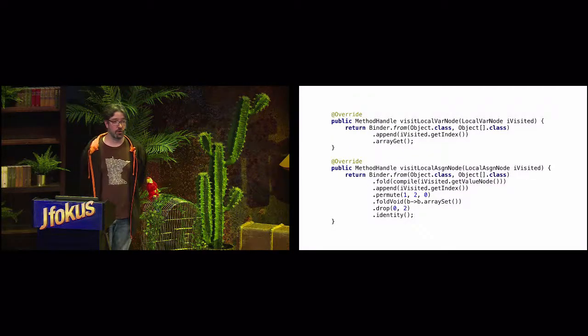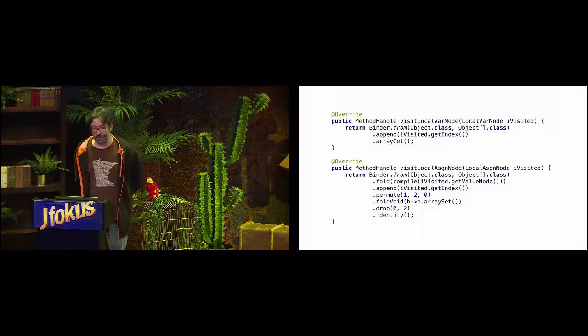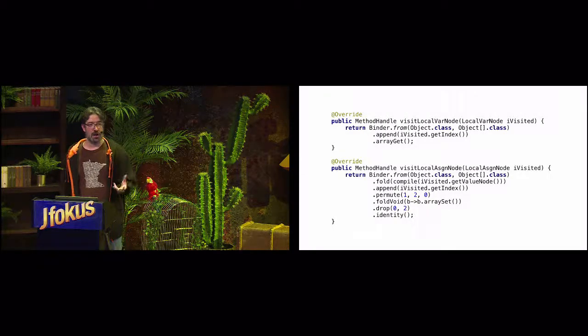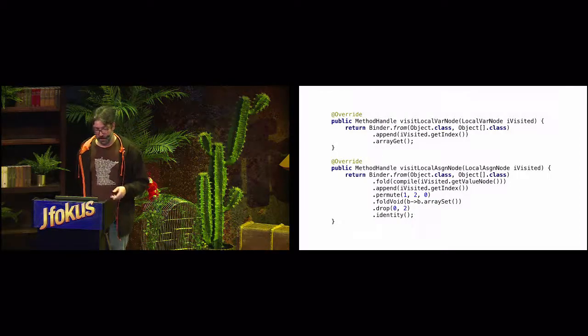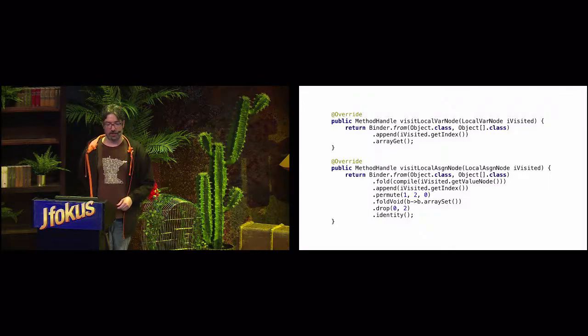I mentioned local variables. We pass in our object array that has all of the local variable state for our little call, and then we get whatever the element is. Find the index, pull that element out. The assignment is a little bit more complicated here because the array set operation in the MethodHandle API returns no value. So we have to use the folding operation to insert it into the array off to the side and also return that value.